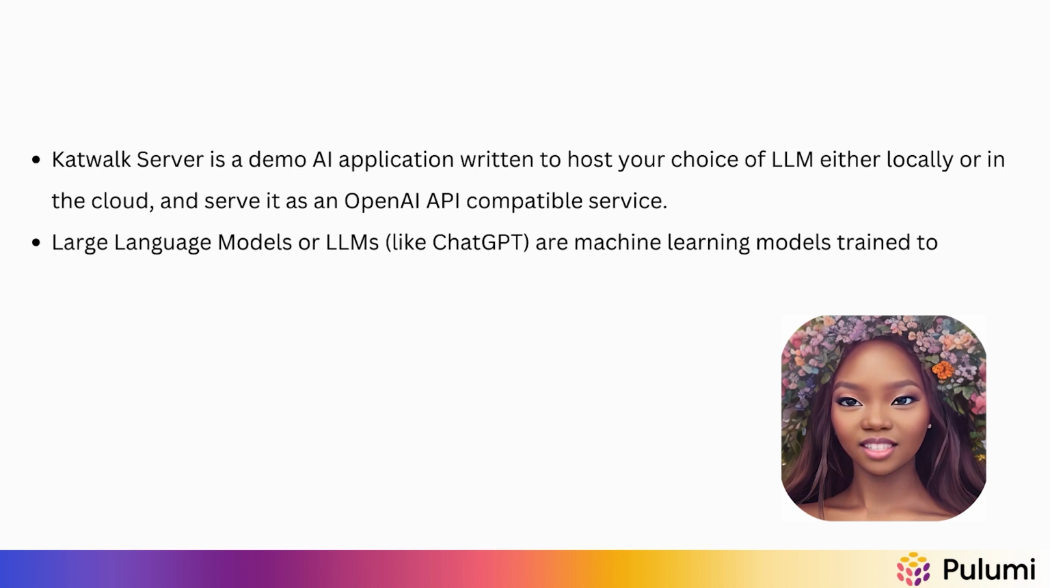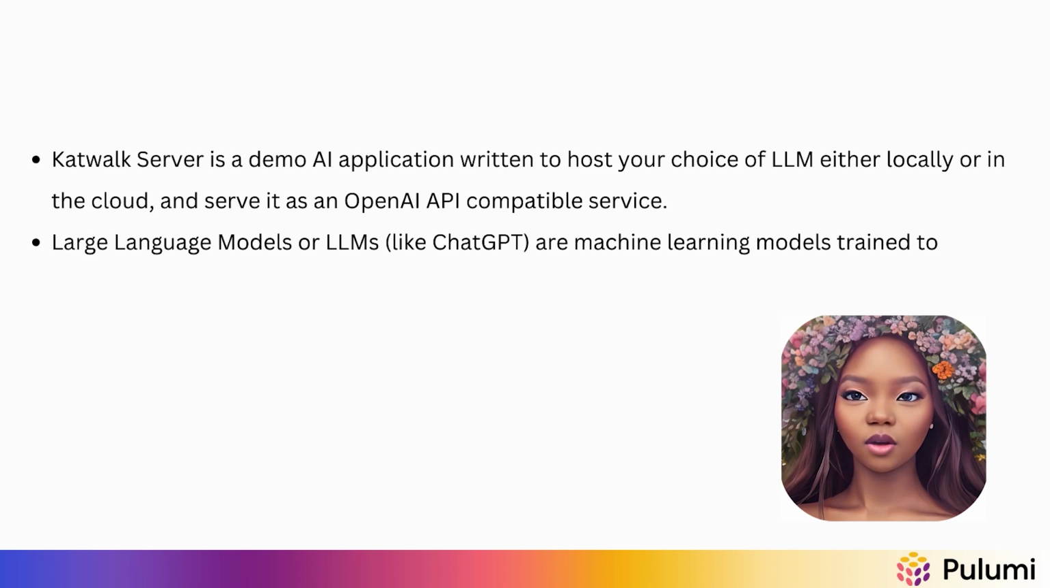But before we get into the details of using Pulumi to deploy a Llama 2 API chatbot service in 30 minutes or less, of course, let's start with some quick terminology or context. The Catwalk server is a demo API application written to host your choice of LLM, either locally or in the cloud, and serve it as an OpenAI API compatible service. As a practical hands-on introduction to IaC for the MLOps space, this project aims to demystify the concepts and showcase the benefits Pulumi can bring to your AI/ML models.